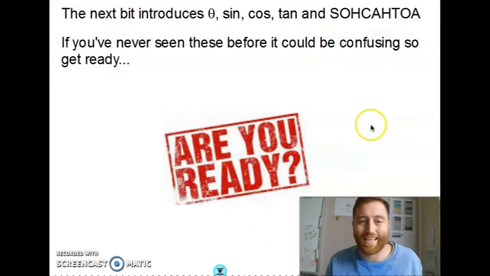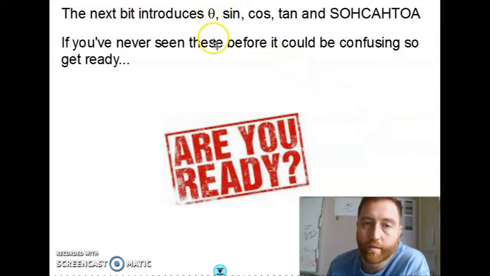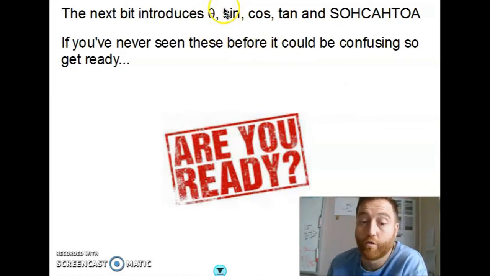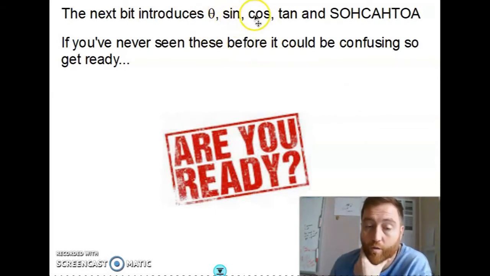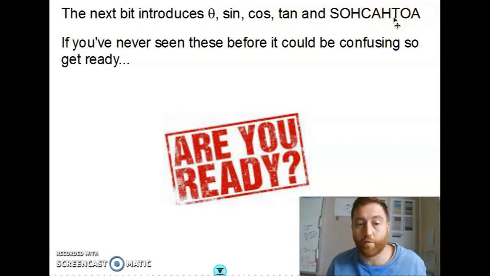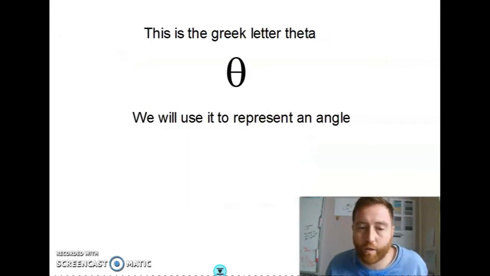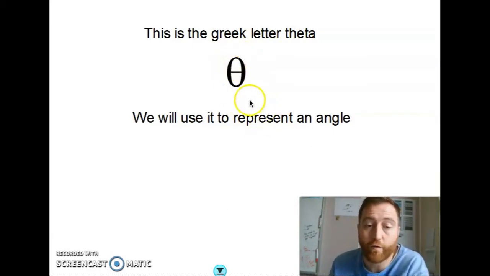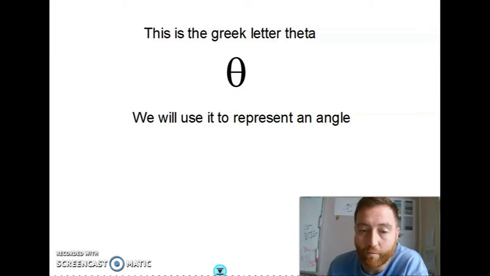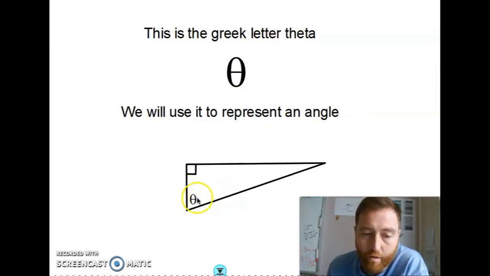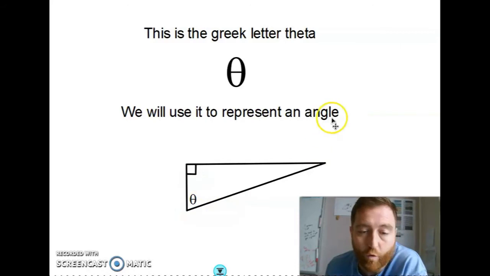Okay, the next bit is going to introduce this letter here called theta. It's going to introduce sin or sine, cos or cosine, tan or tangent, and SOH CAH TOA. If you've never seen these before, it could be confusing at first, so make sure you are paying full attention and get ready. So here we go. This letter here is just like any other letter, but it's a Greek letter, and it's theta. In maths we often use that to represent an angle. That's all it is, it's a letter. So for example here we have an angle, we don't know it, we'll call it theta.